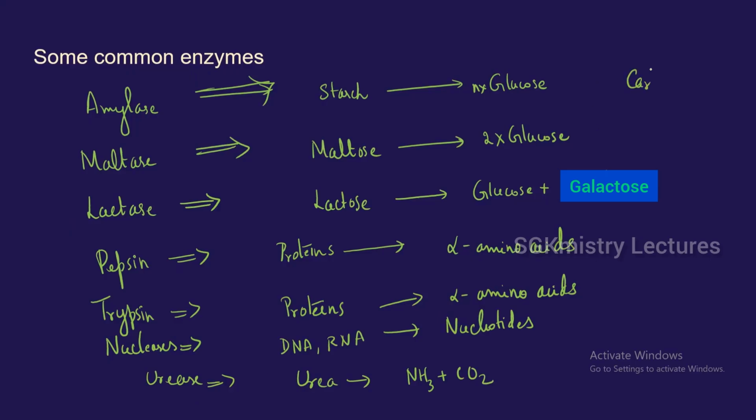Next, we have carbonic anhydrase, which is a very important enzyme, which converts carbonic acid to carbon dioxide and water. So this is with respect to enzymes, the various examples of common enzymes which are very important in our body for the various life processes to take place.